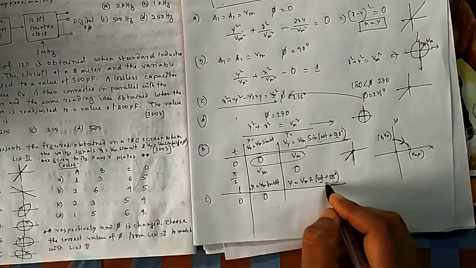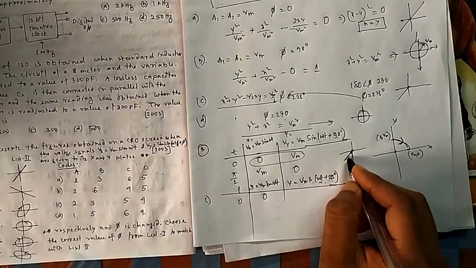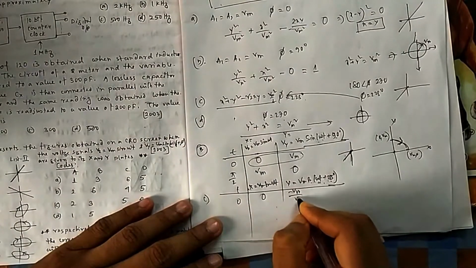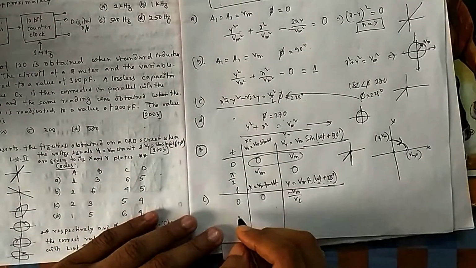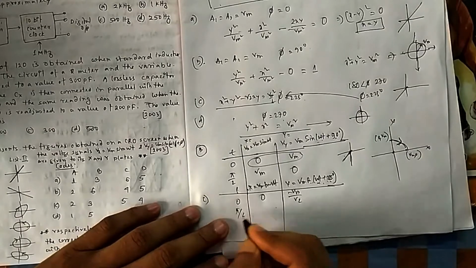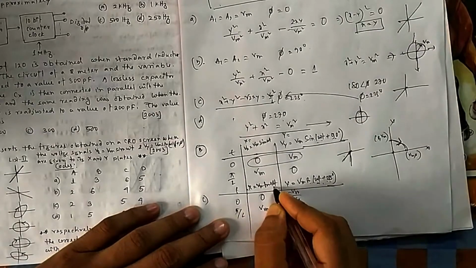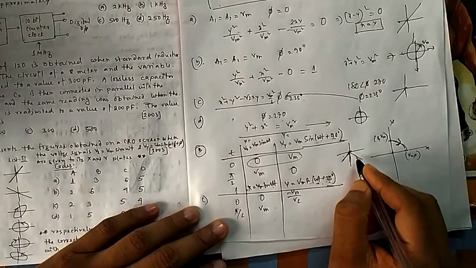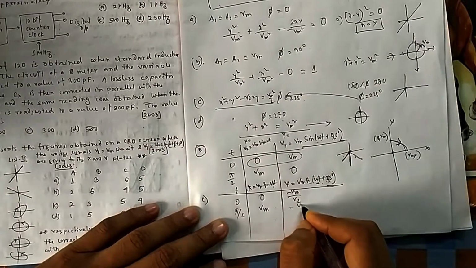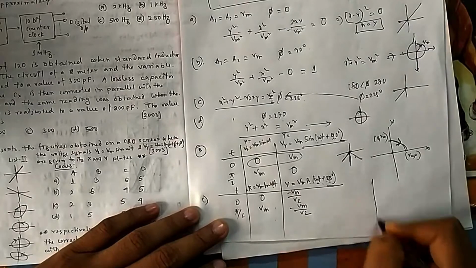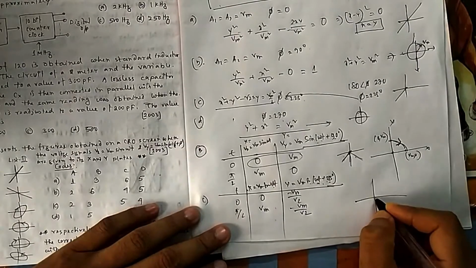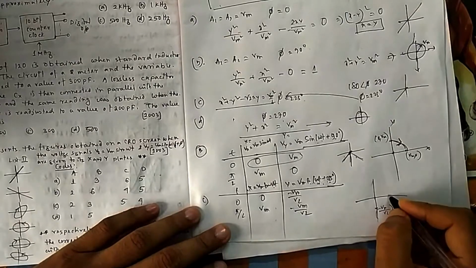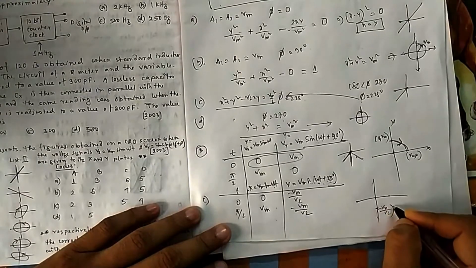So sin 225, what will it give? Sin 45 is 1 by root 2, but it is in the negative quadrant, so minus 1 by root 2. So it is minus Vm by root 2. Now if you take pi by 2, x will be Vm. Sin 90 is 1. 90 plus 225 will come to here. So here again it is 45, 1 by root 2, but here again it is minus, because it is sin. Now if you plot 0, minus Vm by root 2, and Vm, minus Vm by root 2.